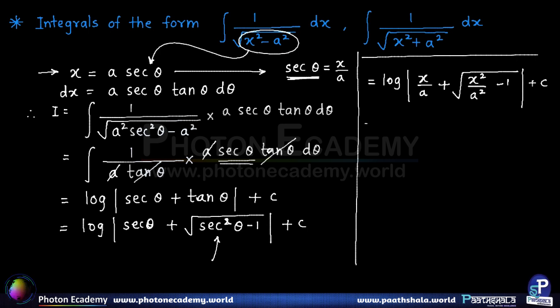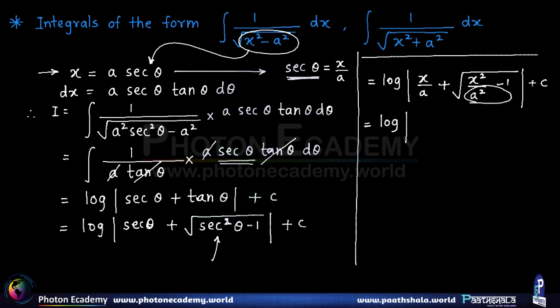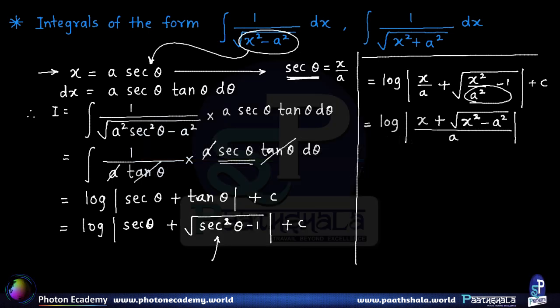So simplifying that further, we will get log of mod of, now if you observe in the square root sign, if we take a square as the common LCM, then we will get x square minus a square whole upon a square. So the denominator a square can be taken outside the root, and we can merge the two fractions as x plus square root of x square minus a square whole upon a plus c.